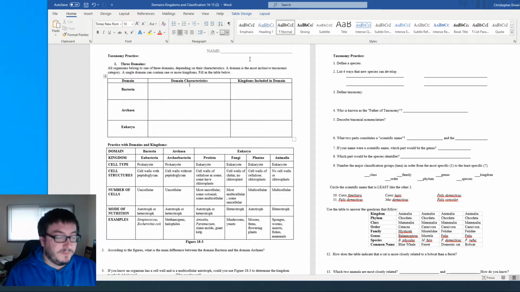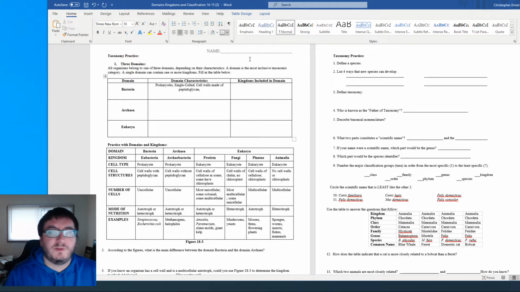Well, they are prokaryotes, and they are single-celled. Single-celled and prokaryote, they go hand in hand. Always going to be single-celled. Bacteria also have cell walls made of peptidoglycan. Now, you don't need to know the peptidoglycan part, but you do need to know that they have cell walls. Most prokaryotes do.